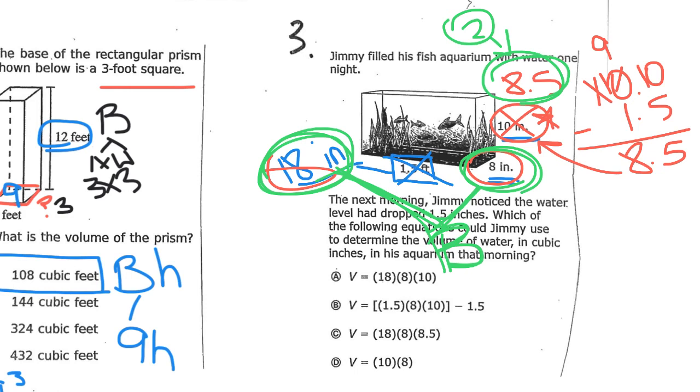If you picked C down here, it does 18, which is right here, times 8 to get our big B. And then our last step is the height, which is 8.5. So this one is the one that multiplies all 3 of our measurements together so that we can get the volume of our rectangular prism.